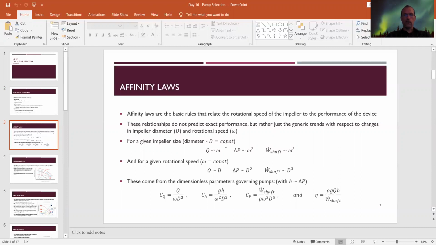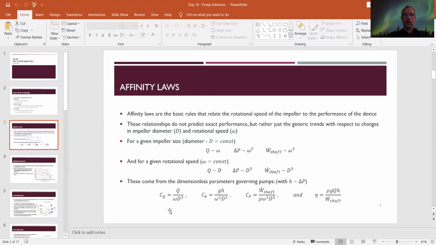Then similarly, if I want to play with the diameter to get some different diameter pumps, keeping my rotational speed omega constant, again, my flow rate is going to go like diameter cubed. Pressure or head loss goes like diameter squared, and power goes like diameter to the fifth. Where these come from, again, is the dimensional analysis.